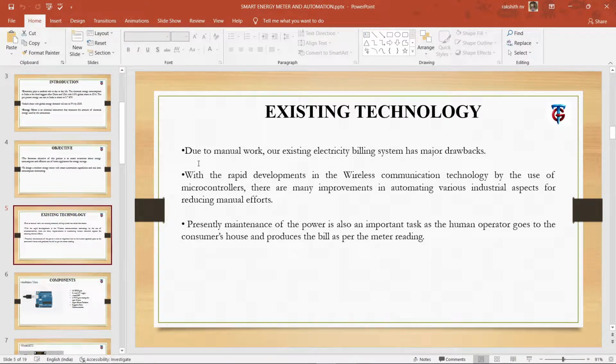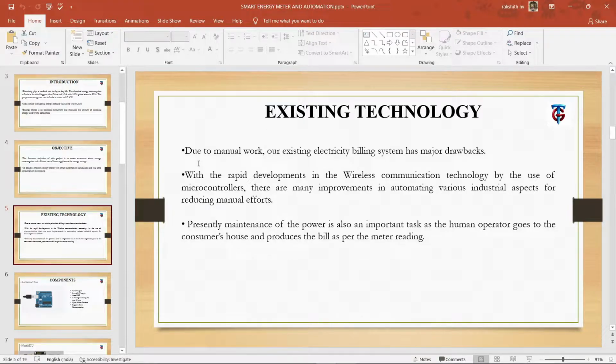Now coming to the existing technology, as we all know, there is no smart energy meter as of now in the current scenario. Due to manual work, our existing electricity billing system has major drawbacks. Basically a person comes at the start of the month, takes the reading of the previous month's energy consumed, generates the bill and gives it to the person. With the development in wireless communication technologies and the use of microcontrollers, there are many improvements in automating various industrial aspects for reducing manual effort.